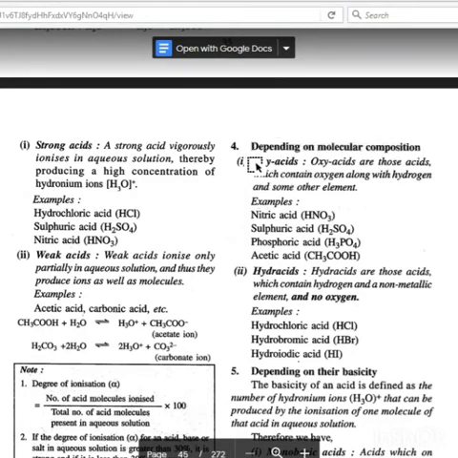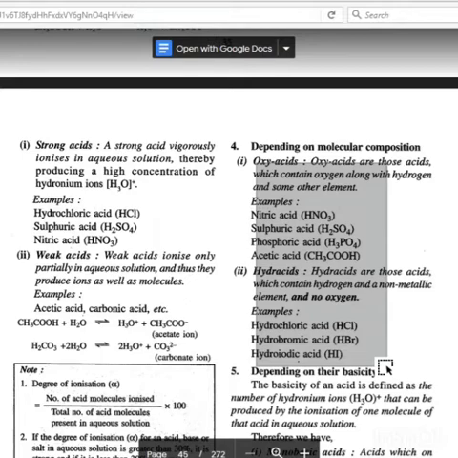In that, the first are the oxyacids. Oxyacids have oxygen in their composition. Check the examples. In every case, the oxygen is present, whether it is nitric acid or sulfuric acid or phosphoric acid or acetic acid. All are having oxygen along with hydrogen. Hydroacids have hydrogen in their composition, and no oxygen is present. Check it again. Under hydroacids, the examples are hydrochloric acid, hydrobromic acid, hydroiodic acid.